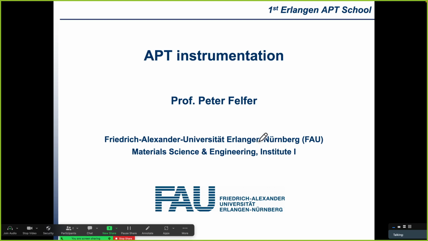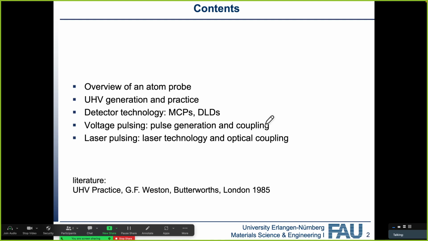But I think it's very important to understand the instrumentation before we go to the field evaporation physics part, so that you know what data we actually get and what the implications are and what we know and what we don't know. Because obviously, because of the limitations of instrumentation, there are things we can't possibly know, and there are things we do know. And so today what we're going to look into is an overview of an atom probe.